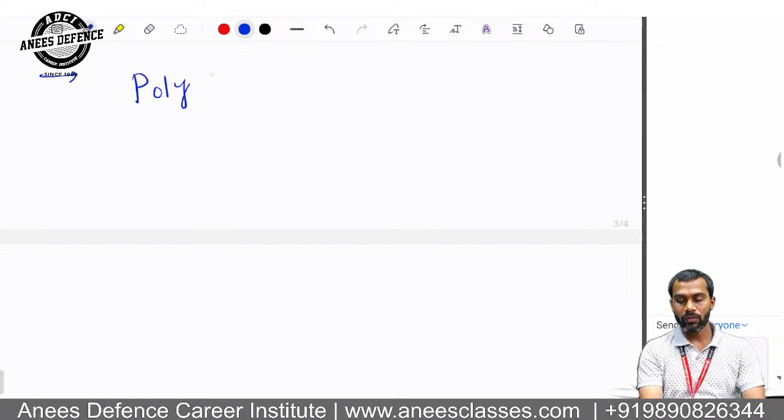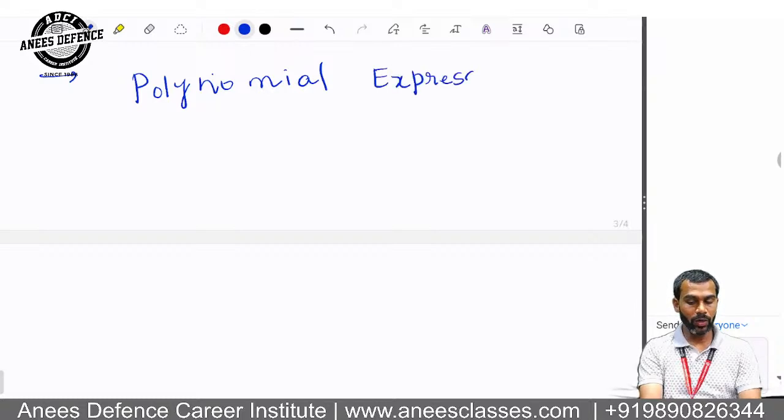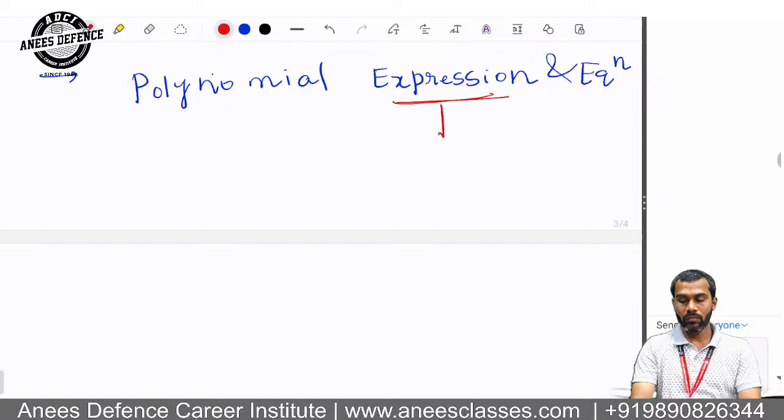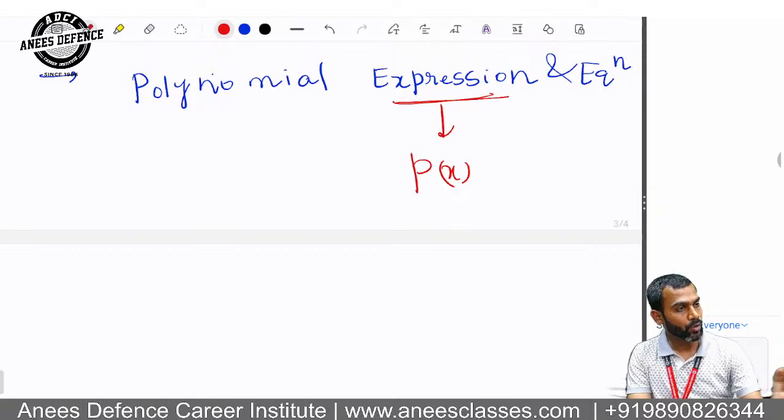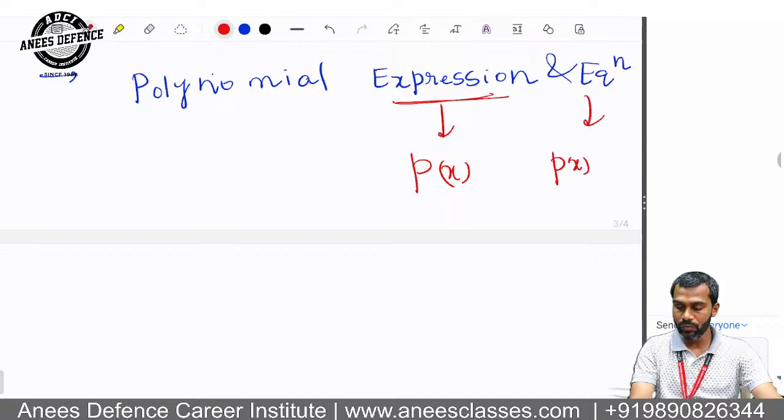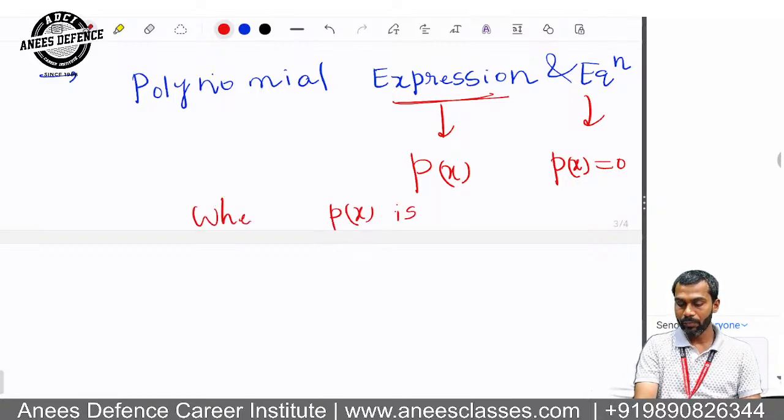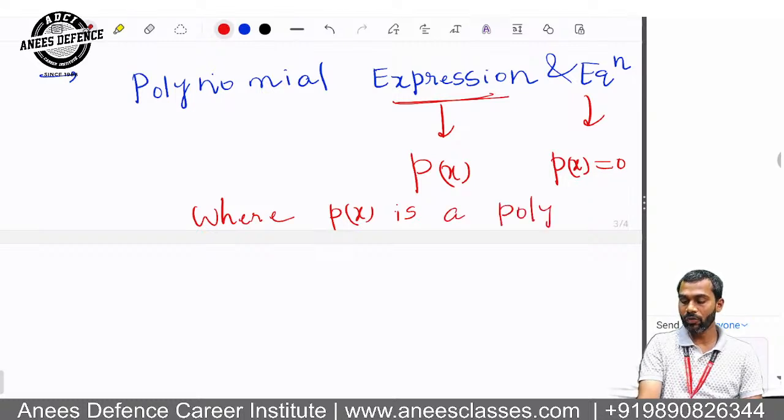polynomial equation and polynomial expression. What is polynomial expression? Tell me. Till now, what we have been studying, that is polynomial expression. Yes or no? And what is polynomial equation? Anyone? Polynomial expression and equation. Basically, P of x is a polynomial expression and P of x is equal to 0 is an equation, where P of x is a polynomial. Yes or no? Is there any doubt? I hope it is clear.